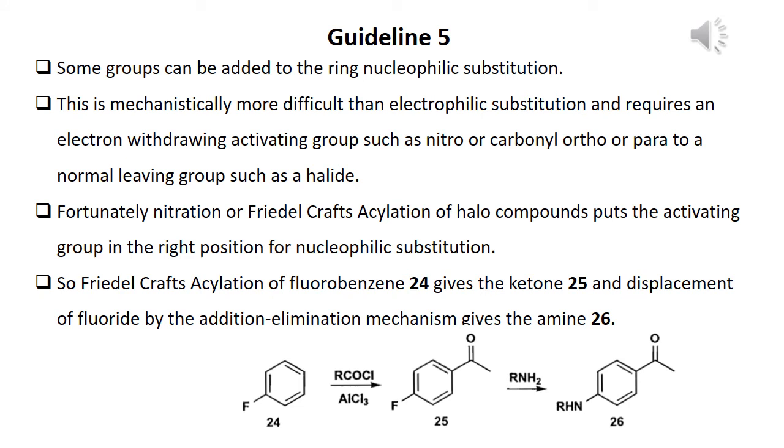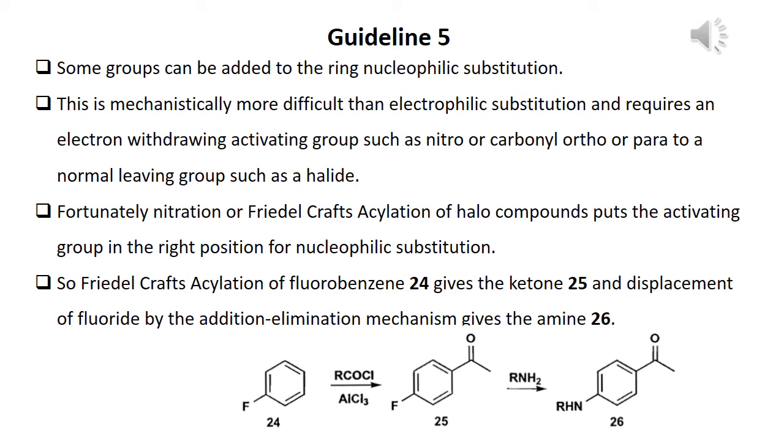Now, some groups can be added to the ring by nucleophilic substitution. Before that we were discussing electrophilic substitution. Now some groups can be added by nucleophilic substitution. This is mechanistically more difficult than electrophilic substitution, and this requires an electron withdrawing activating group such as nitro or carbonyl, ortho or para to the normal leaving group such as a halide.